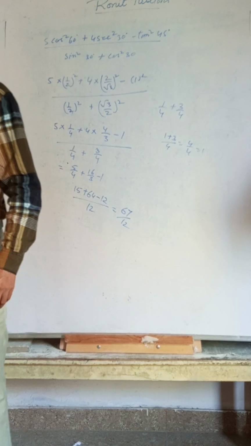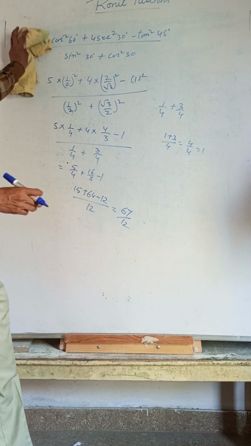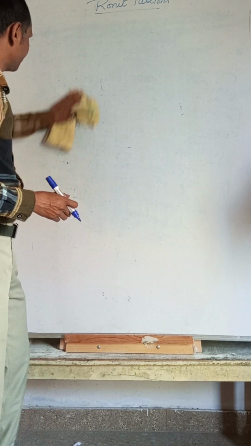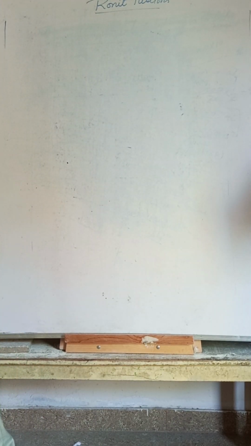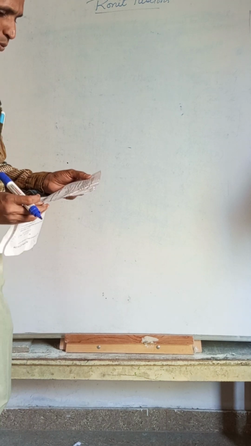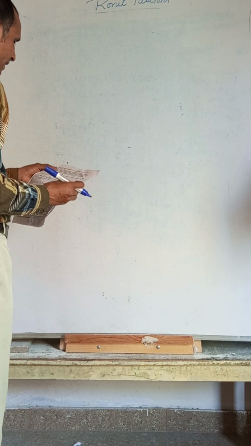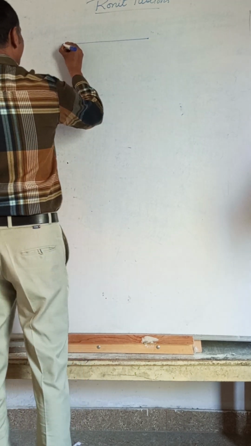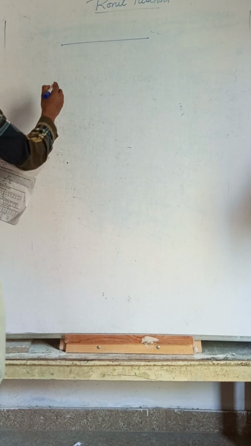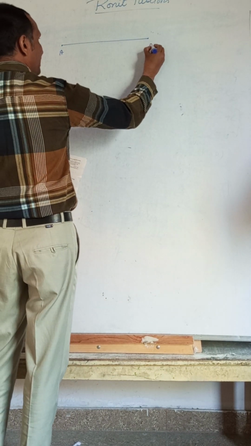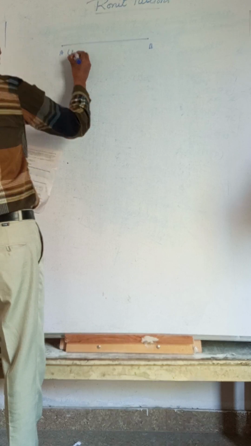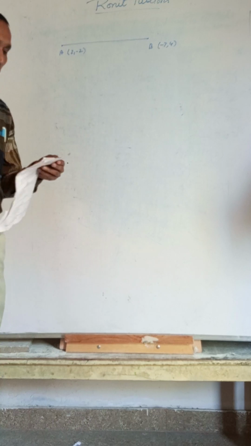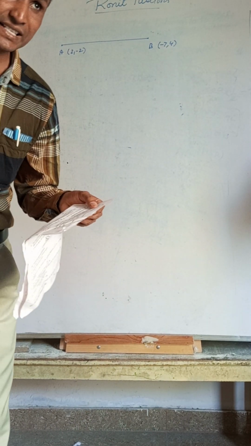The total exercise is also done in the video uploaded. Before that, the next question given here is: find the coordinates of the points of trisection of the line segment joining the points A and B. A is given as (2, -2) and B is given as (-7, 4). We are finding the coordinates of the points of trisection.